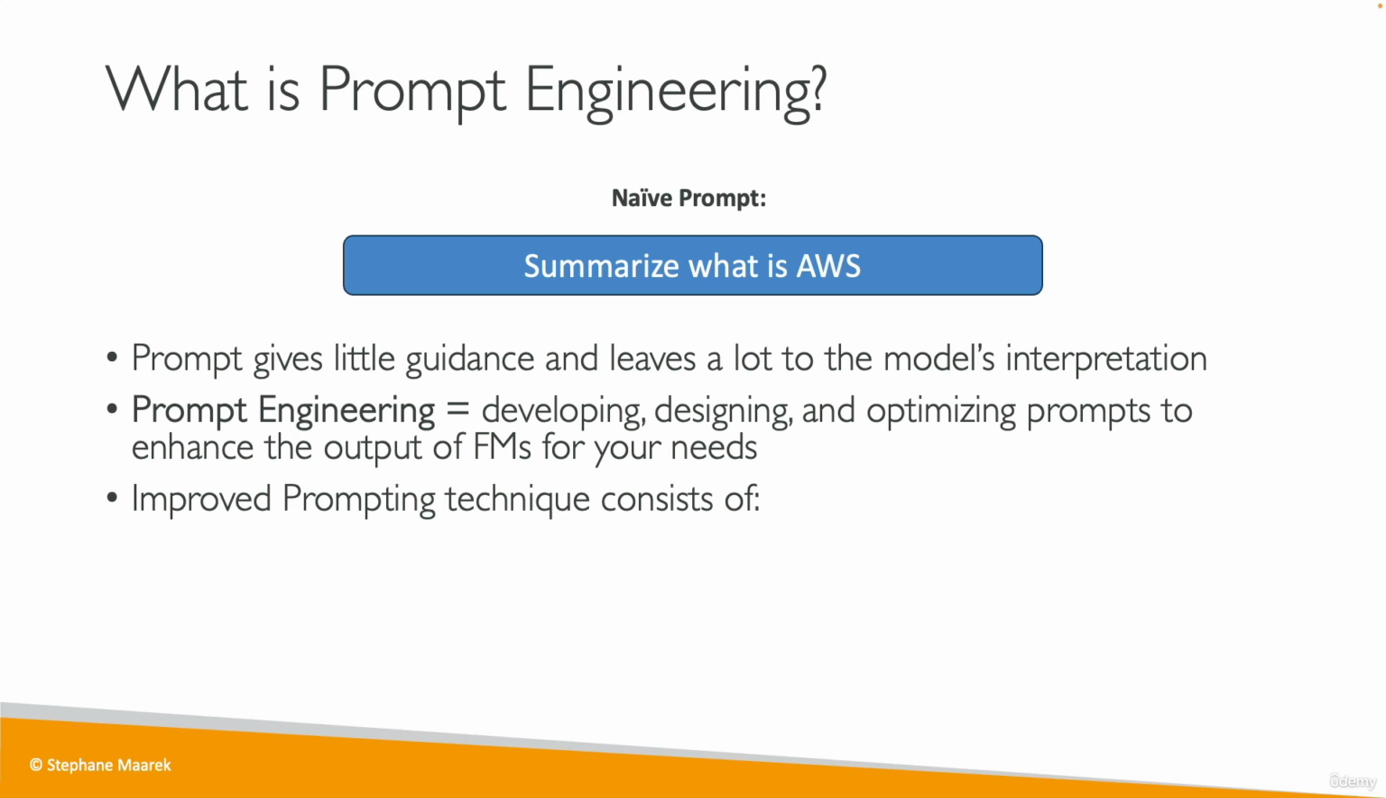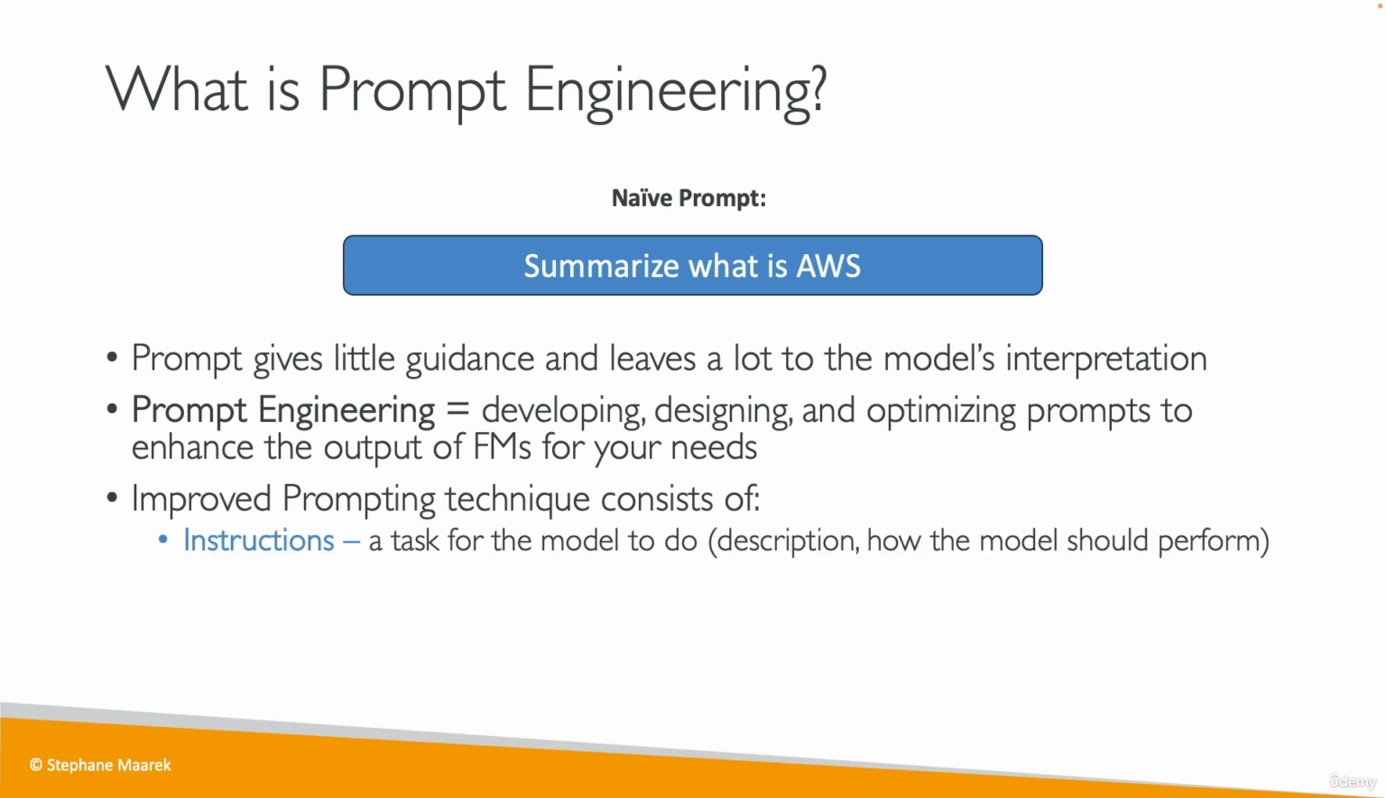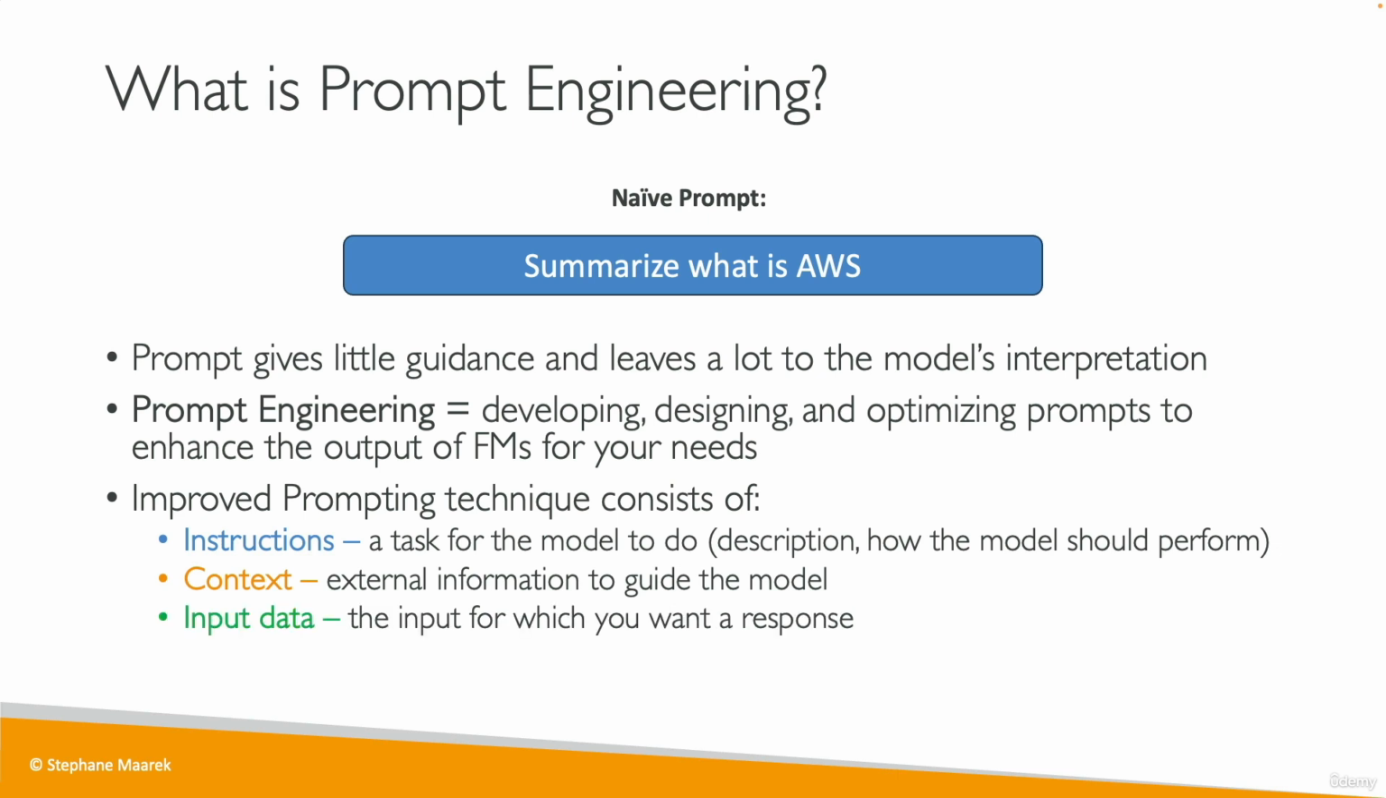So to have an improved prompt technique, we have 4 blocks. The first one is the instructions. So what is the task for the model to do? For example, we describe how the model should perform the task. Then context: what is external information to guide the model? Then we have input data. So what is the data for which we want a response? And finally, an output indicator. What is the type or the format of the output that we want? All these things together are going to give us a much better prompt and a much better answer.